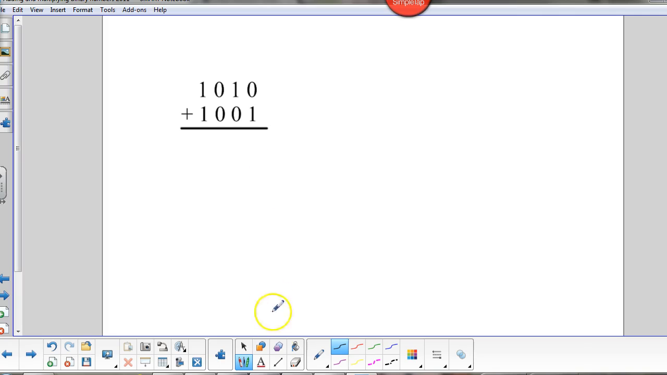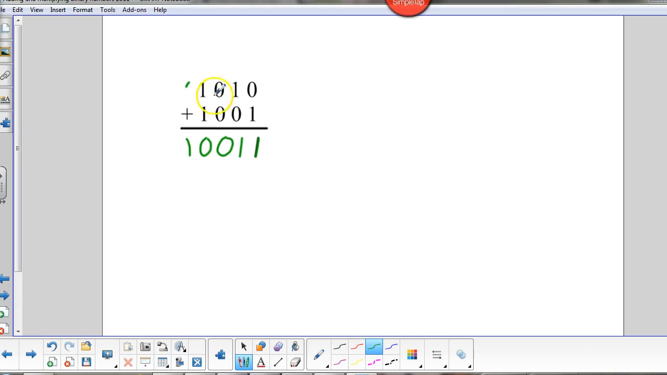Alright, 0 plus 1 is 1. 1 plus 0 is 1. 0 plus 0 is 0. And 1 plus 1 is 2. But again, we don't write a 2, we write a 0 and carry 1 to the next column. And so that would be my answer.